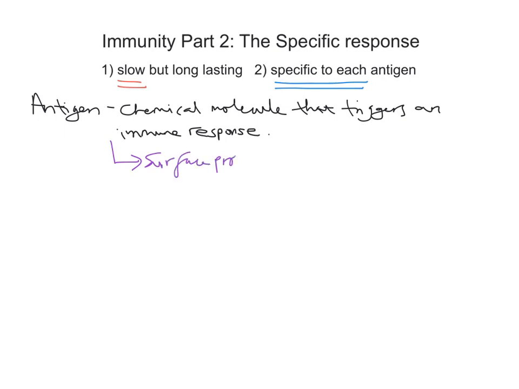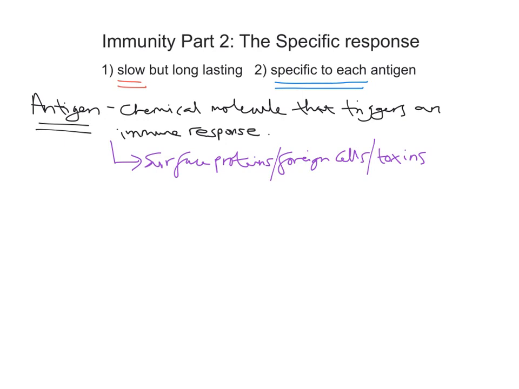I'll just mention a few of them. So you've got surface proteins. They include foreign cells. They include toxins, abnormal cells. So we'll just put a few down there. So that's the definition of an antigen.